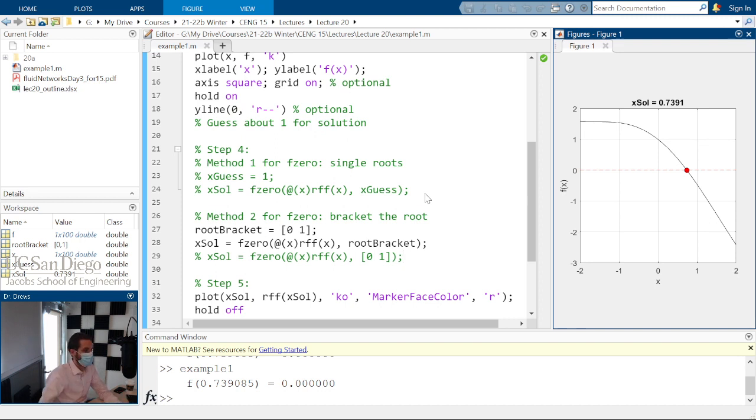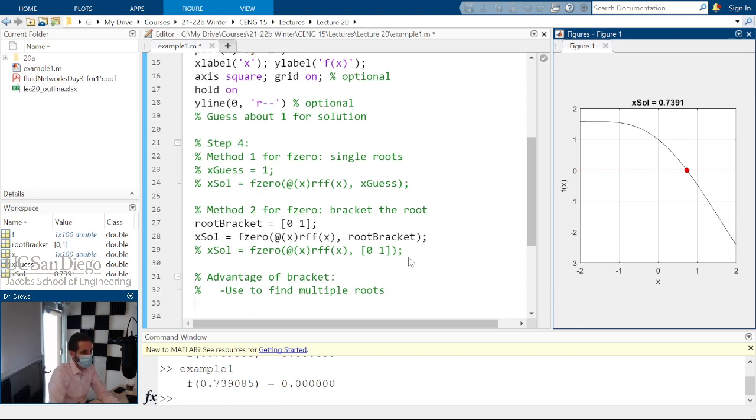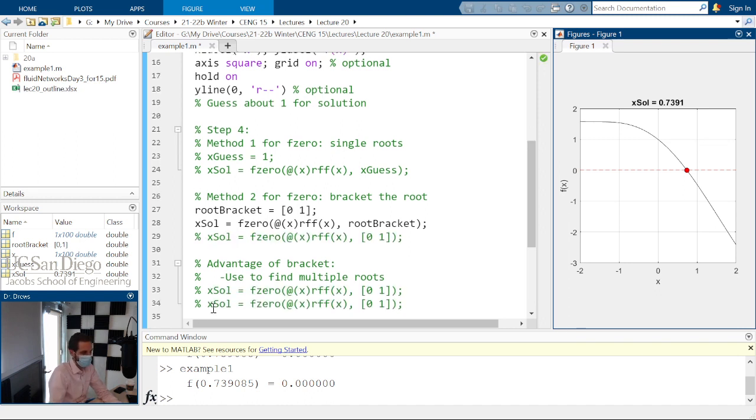There's both an advantage and a disadvantage of the bracket. The primary advantage is this is what we use to find multiple roots. So when you've got more than one, what it ends up looking like is just copy pasting this command, which again, I suggest you not do later.